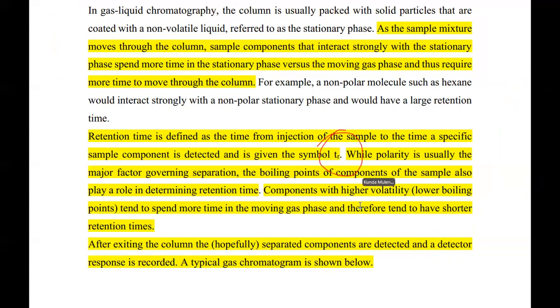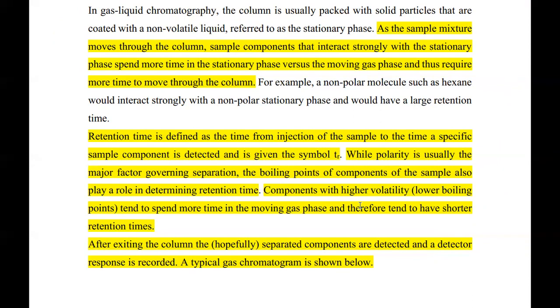But if we're talking about retention factor, you use capital R and then small f, Rf, retention factor. We're talking about thin layer chromatography. We don't talk much about just retention; we go to retention factor.